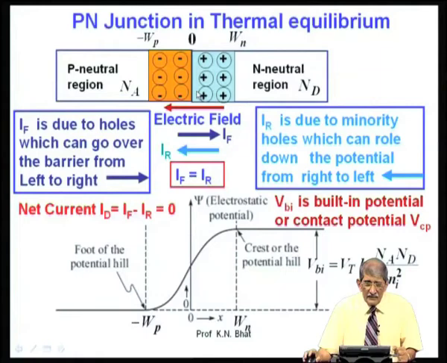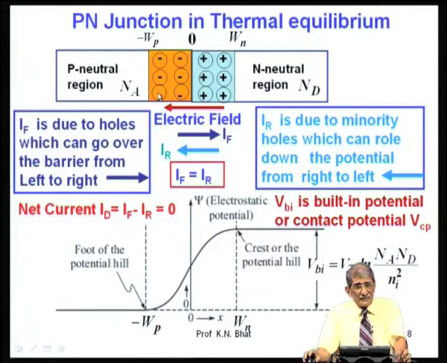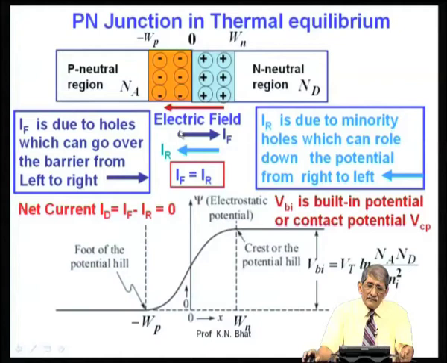But on the right-hand side there are minority holes. You remember, if there are 10^15 electrons, there are 10^5 holes per centimeter cube present here, as minority carriers. And from here to here, there is an electric field in this direction. So, those minority holes will move from the right-hand side to the left-hand side. The electric field is sufficiently large that the transfer of minority holes from the right-hand side to the left-hand side can balance exactly the transfer of holes from the left-hand side to the right-hand side, which is due to the concentration gradient. So, the current is 0.